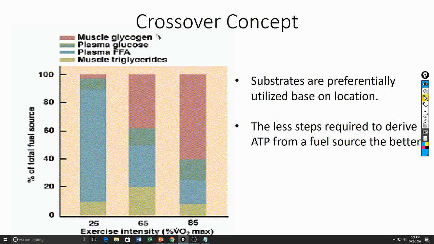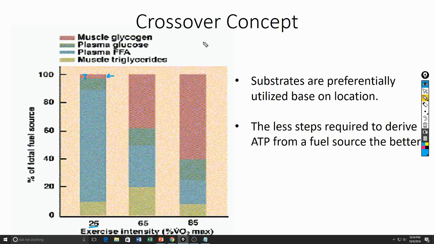Because once again, the more boundaries that a substrate has to cross, the slower it's going to be in utilization. So let's look at this a little bit. Exercise intensity at 25% of VO2 max, to put that in perspective, for many people is something like walking at a slow pace, maybe carrying groceries. Think very low intensity work. When you're working at low intensity, you see here muscle glycogen is accounting for a very, very small amount.